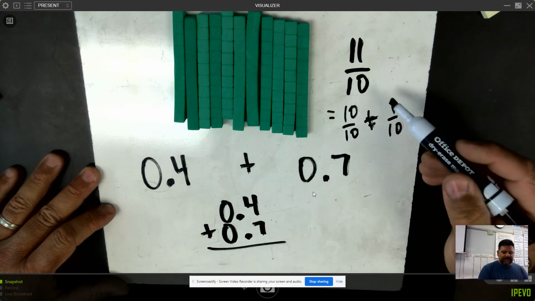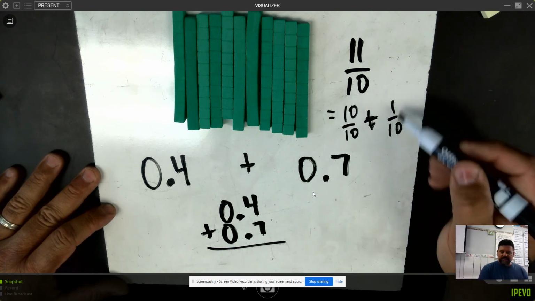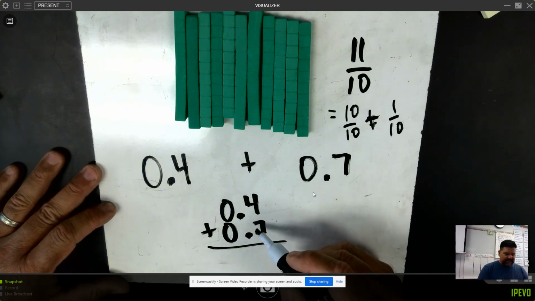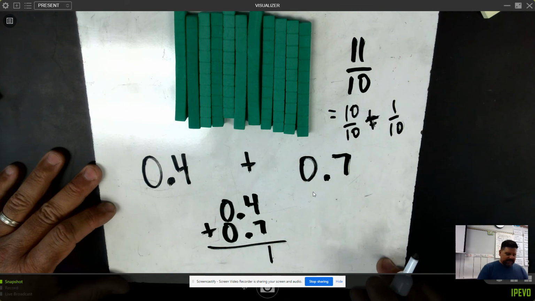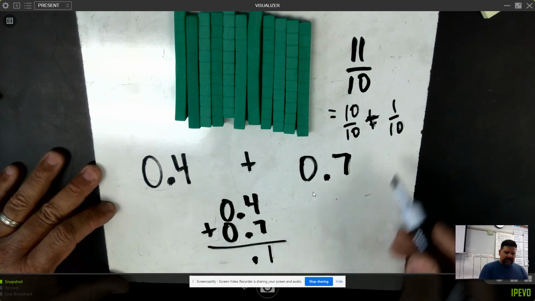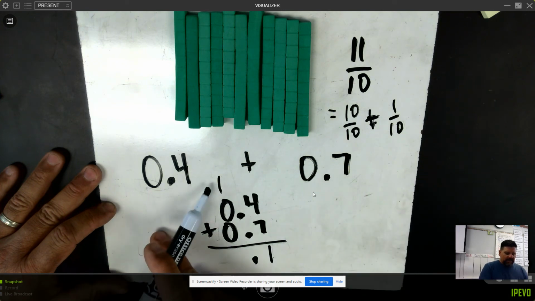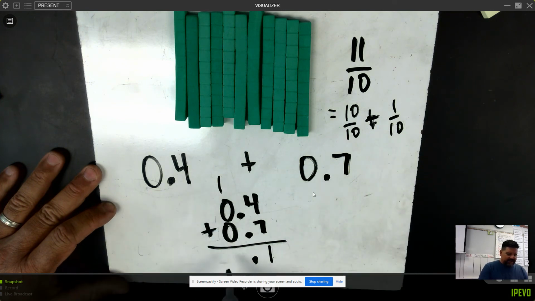In order to show 10/10 is 1 whole and 1/10 is 1/10, I'm going to come back to my algorithm and say 4/10 and 7/10 is 1/10. Don't forget your decimal. And I'll regroup my 1 whole into the ones column. I see 1 whole plus 0 and 0 is 1 and 1/10.